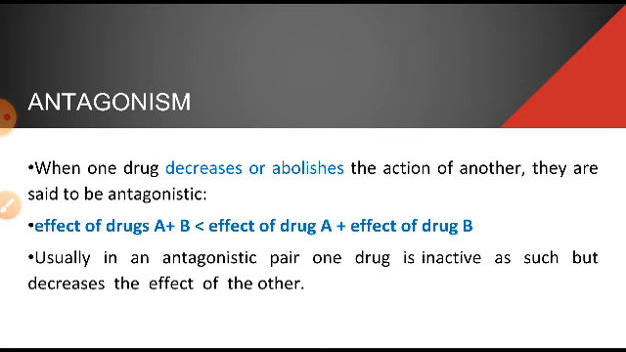Because when we combine two drugs together, there is a chance that in one case it may produce synergism, in another case no effect, and in a third case antagonism, right? So one drug is inhibiting the effect of another drug. When one drug decreases or abolishes the action of another, they are said to be antagonistic. You can see here, the effect of drug A plus B is lesser than the effect of drug A plus the effect of drug B. So here the sign is a less than sign, right?